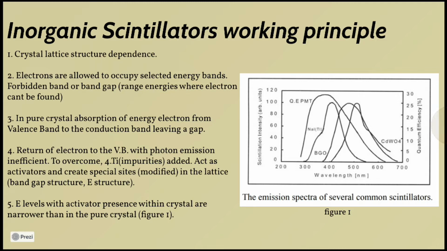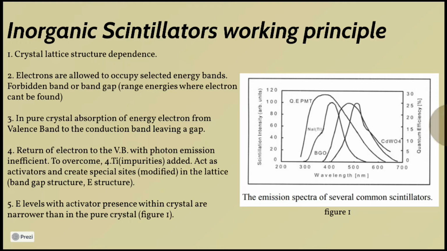However, the return of an electron to the valence band with the emission of a photon is an inefficient process. To overcome that, small amounts of impurities are therefore added to the crystal. The impurities are called activators. They create special sites in the lattice at which the band gap structure, the energy structure, is modified. The energy structure of the overall crystal is not changed, just the energy structure at the activator sites.